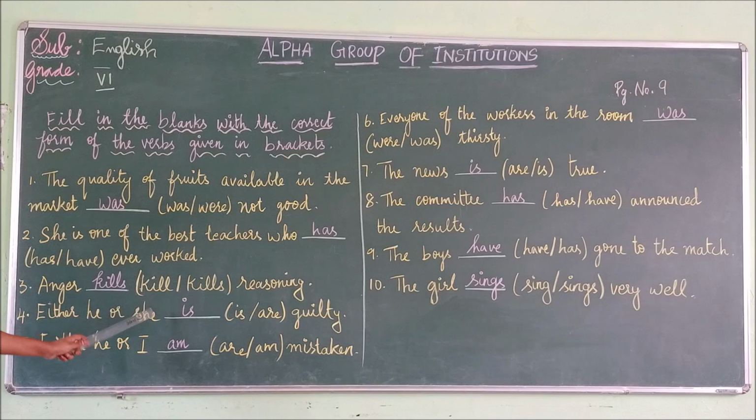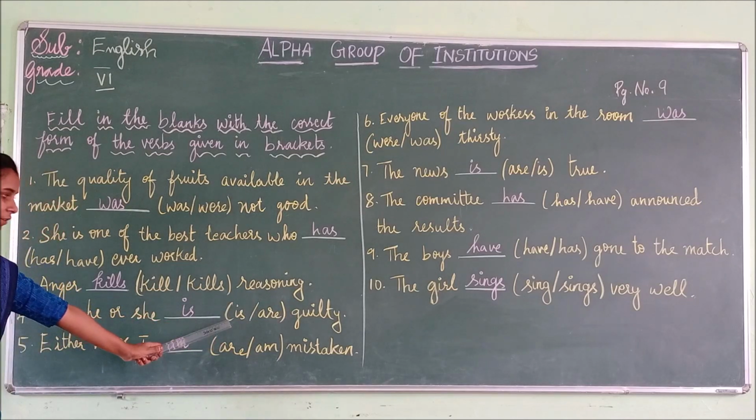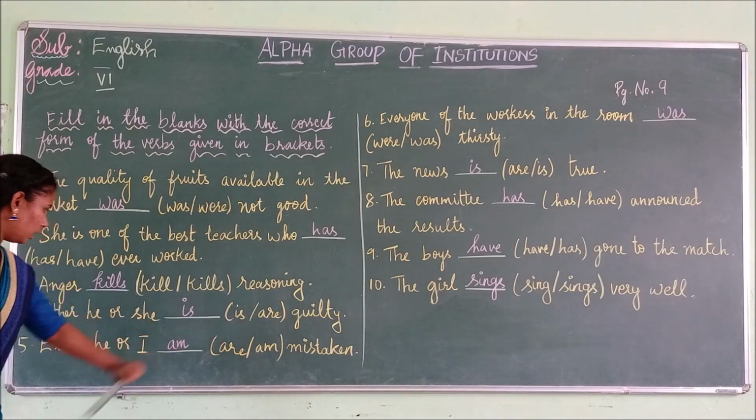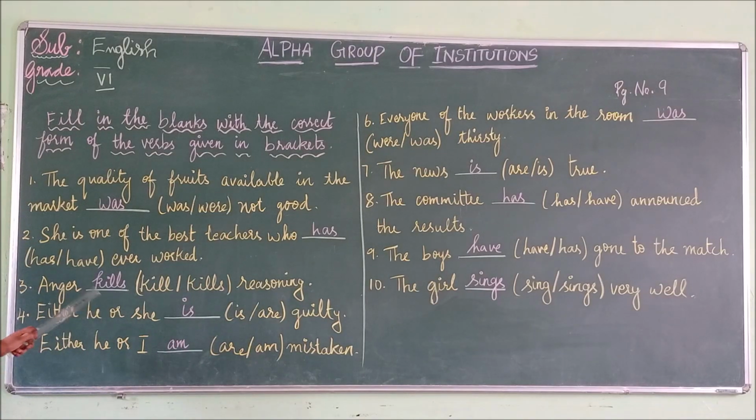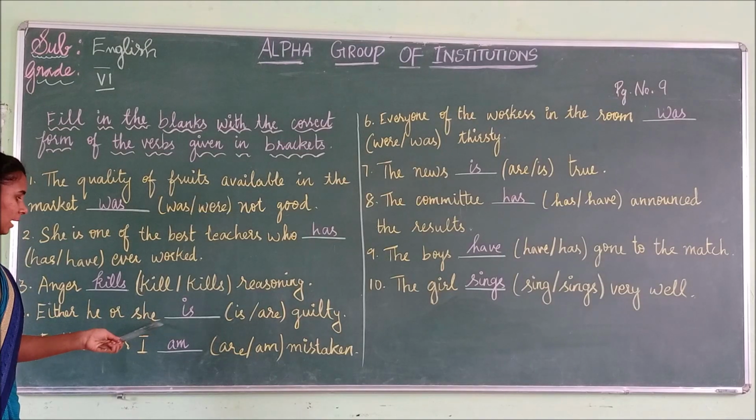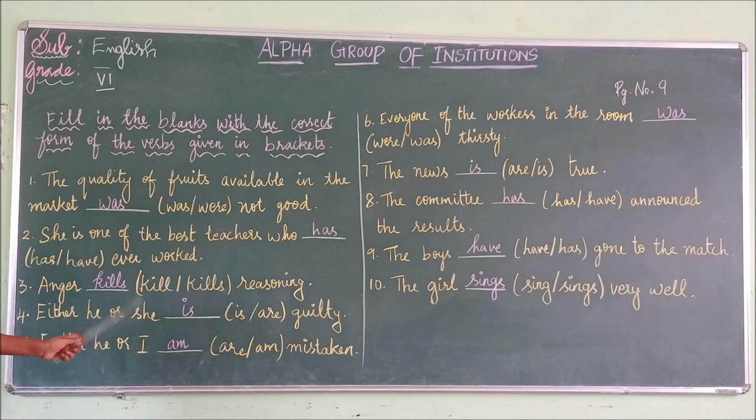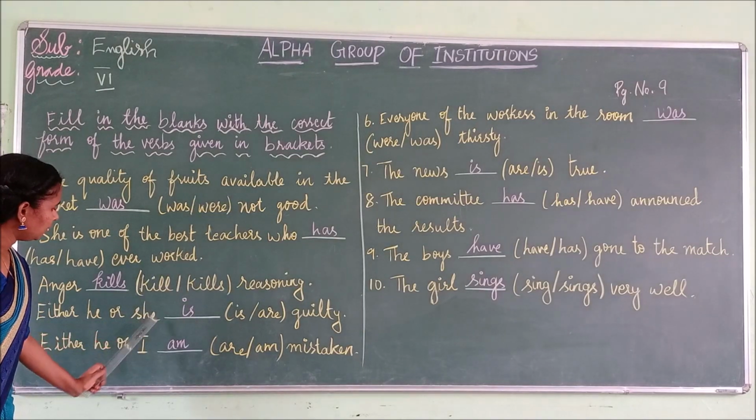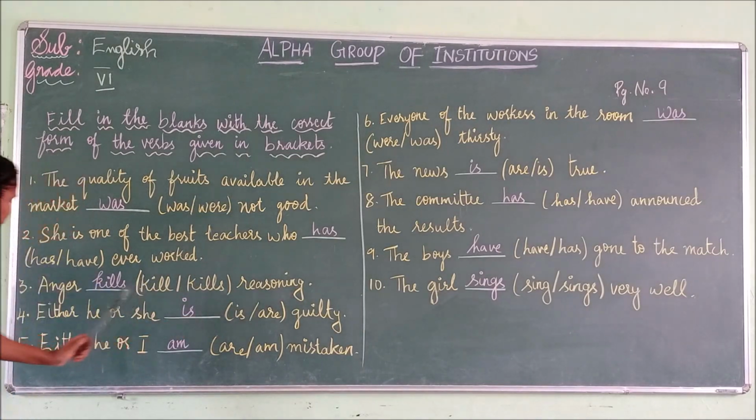Okay, next. Either he or she dash guilty. So here we have got the options is or are. What is the answer here? Either he or she is guilty. So whenever you get either or neither, you should see the last subject. She. Okay. So she is a singular subject. So she is guilty. What is the answer? Either he or she is guilty. Very good.